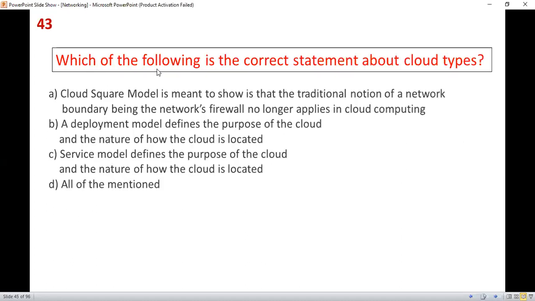And the next question is, which of the following is the correct statement about cloud types? You have four options. The cloud square model is meant to show that the traditional notion of a network boundary being the network firewall no longer applies in cloud computing. The second option is a deployment model defines the purpose of the cloud and the nature of how the cloud is located. And the third option is the service model defines the purpose of the cloud and the nature of how the cloud is located.